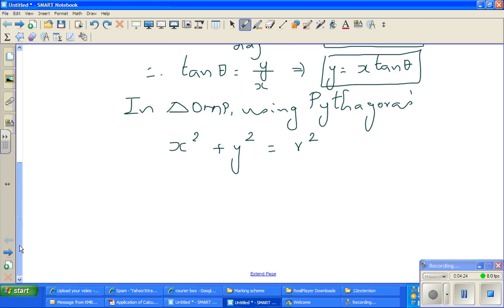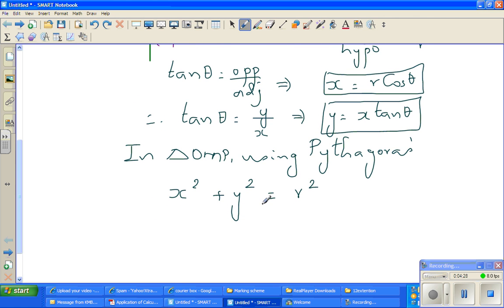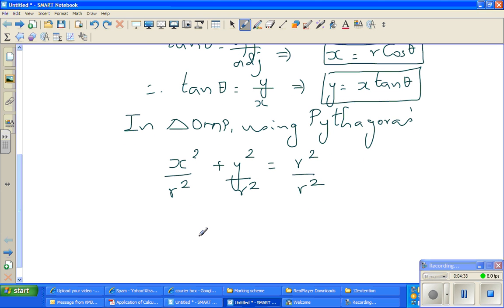Now I'm going to do one operation for a reason. I'm going to divide all by r squared. So if I divide x squared by r squared, I can also divide this by r squared. So this becomes x over r the whole squared plus y over r the whole squared is equal to 1.